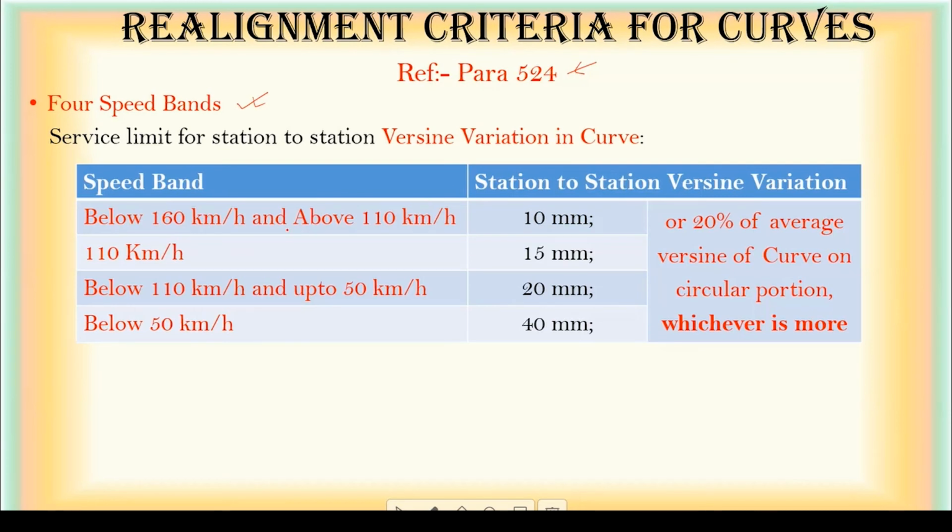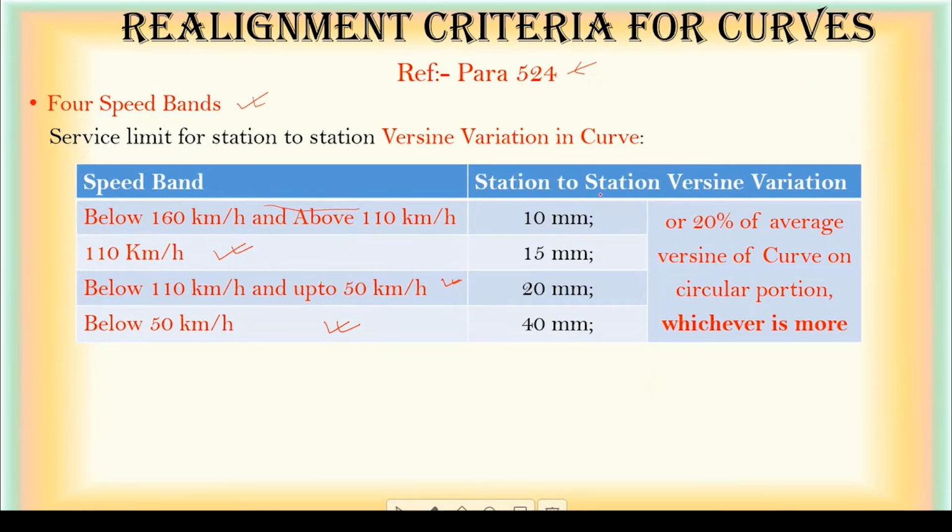It says it has divided speed into 4 categories. Number 1 is speed range between 110 to 160. Another is at 110, then 110 to 50, and then below 50. What tolerance or what variation, station to station variation in versine can be allowed before realignment, or what limit is crossed, we have to think for realignment.